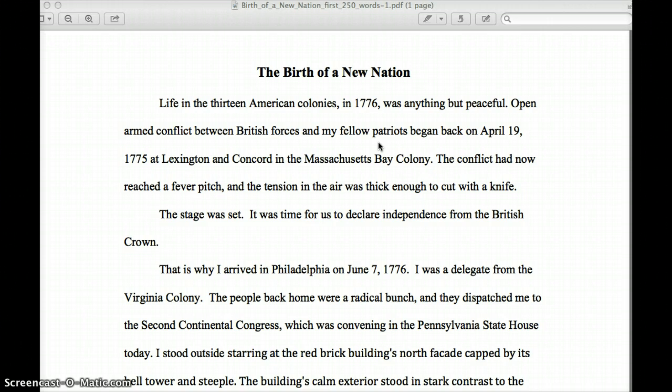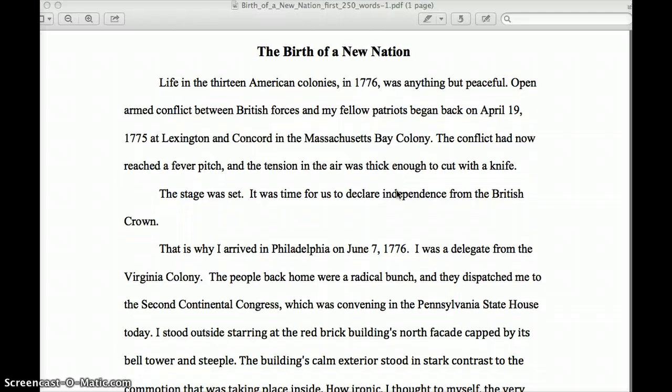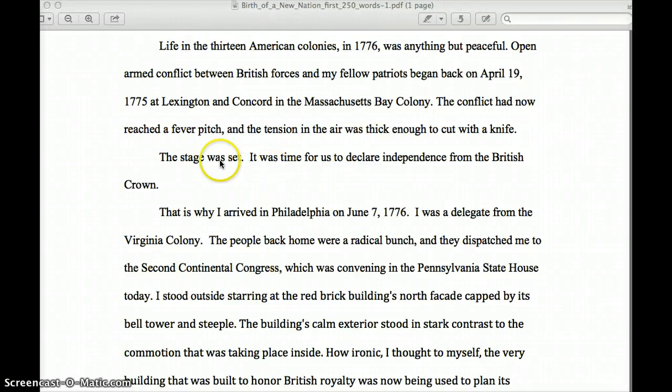Okay, I'm giving the reader a sense that there's already a problem in my story. I get more specific here, April 19th, 1775. I cite an event right before the one I'm going to be talking about in my own story. And then I let the reader know that this tension has gotten really thick. It's a very tense time right now. Okay. Then if we move down, right here it says the stage was set.